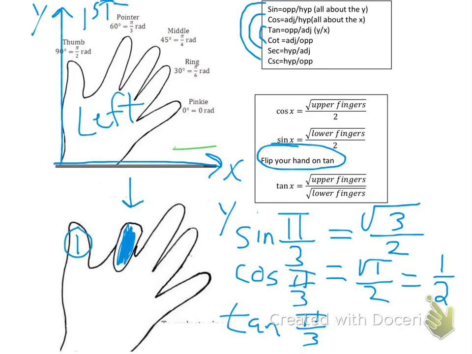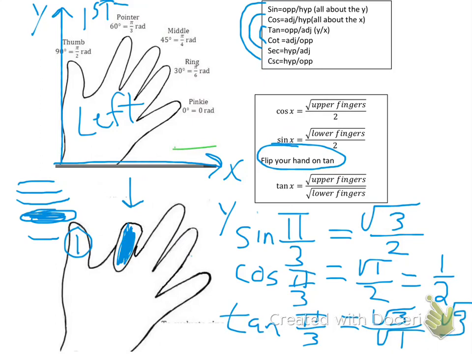Well, if you flipped it over, you would kind of have 3 fingers above, right? You'd have your middle finger, your ring finger, and your pinky finger above, and this is kind of your bent finger. I'll go ahead and shade that in. And then of course you would have your thumb below right here. So tangent would be the square root of 3 divided by the square root of 1, which of course reduces to just the square root of 3.